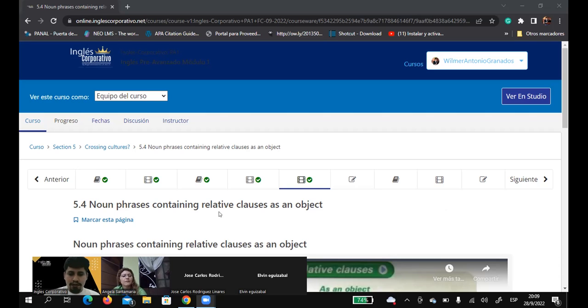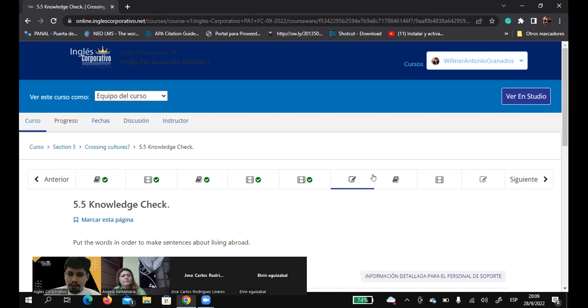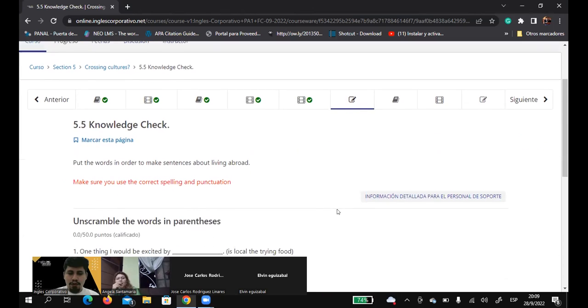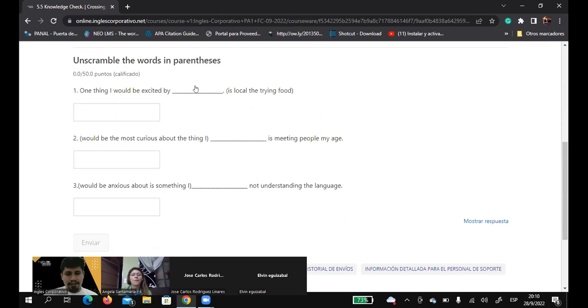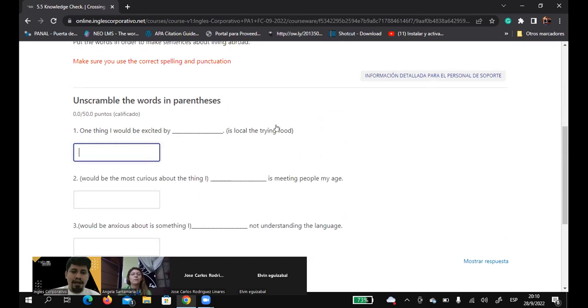So, now we're going to move to the next section. We're going to check the knowledge check. And we have instructions here, and it says put the words in order to make sentences about living abroad. And we have a note here that says, make sure you use the correct spelling and punctuation. Here we have the blank spaces. Each blank space has a specific answer. In parentheses, we're going to find the information that we need in order to write it down in this blank space. We have an instruction also that says unscramble the words in parentheses.